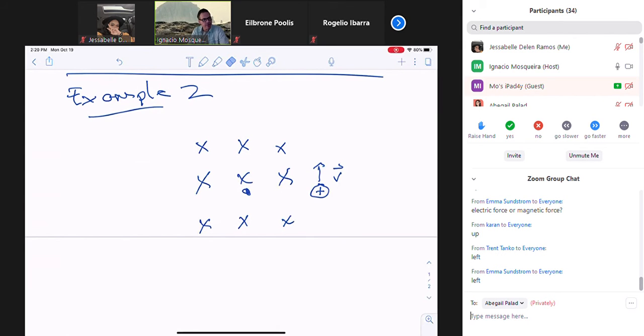Can we get an agreement? Some people say up, and some people say left. Can we agree? I'm hearing more lefts. Okay, great. The lefts have it. That's right. For the people who said up, no big deal.